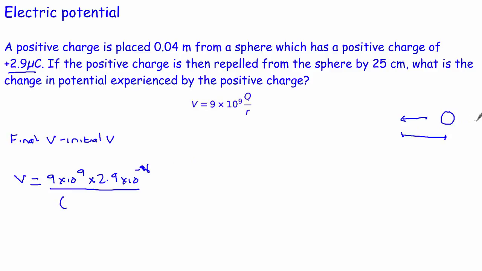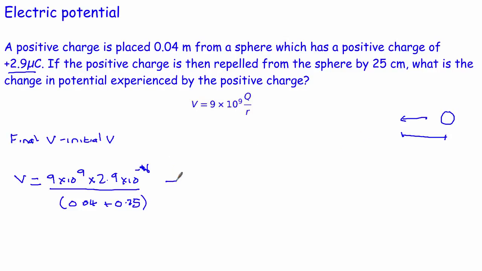Well, the distance is the distance it started at, which was 0.04 meters, plus the extra distance it's moved, so it's repelled by another 25 centimeters, so in other words, another 0.25 meters, like that. So that's our potential, our final potential.